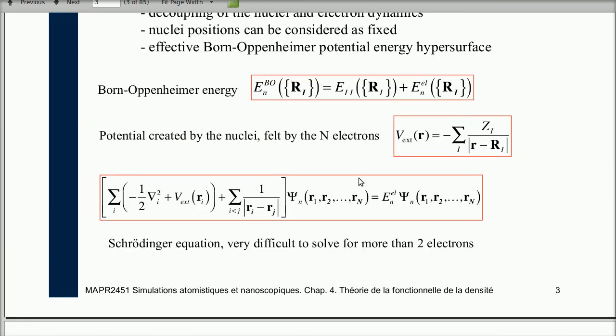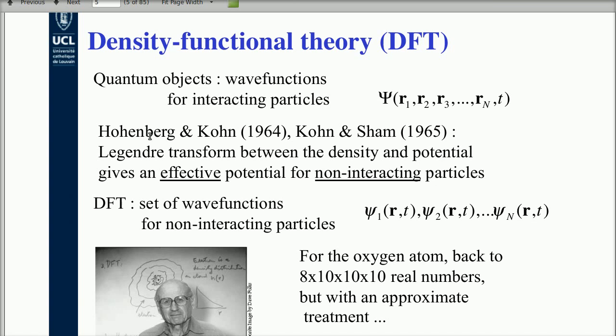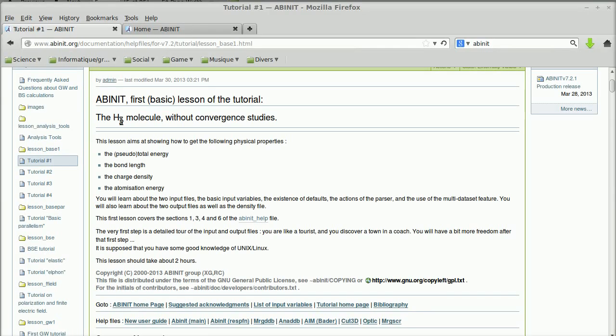But still this problem is very complicated, and a way to simplify it is to use density functional theory. This theory was introduced by Hohenberg and Kohn in 1964, followed by the Kohn and Sham theorem one year later. What they are doing is casting this n-body wave function into a series of non-interacting wave functions, which are much easier to solve, and they have proven that this was equivalent if using the exact functionals. So today we are going to solve this Schrödinger equation in the density functional framework for these H2 molecules.